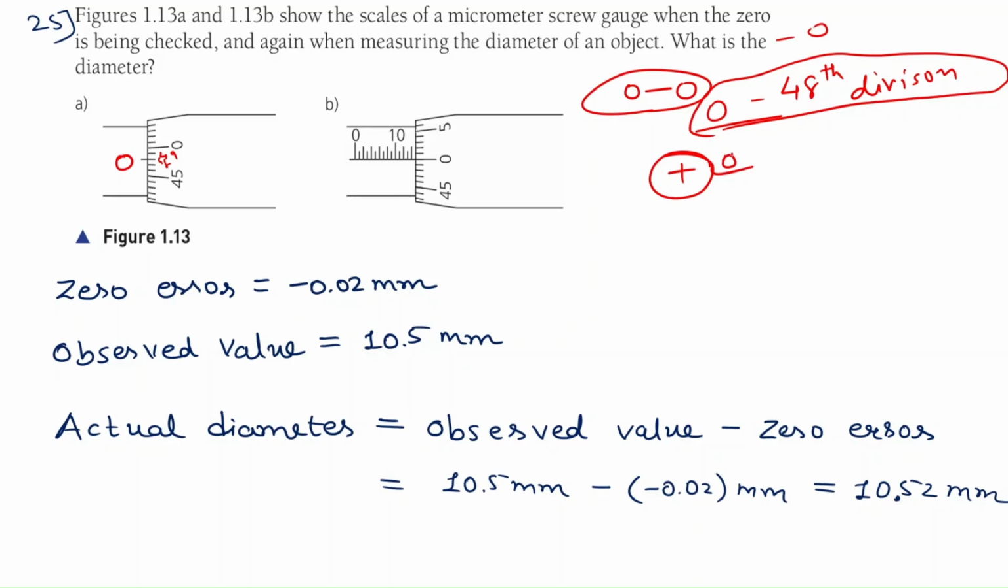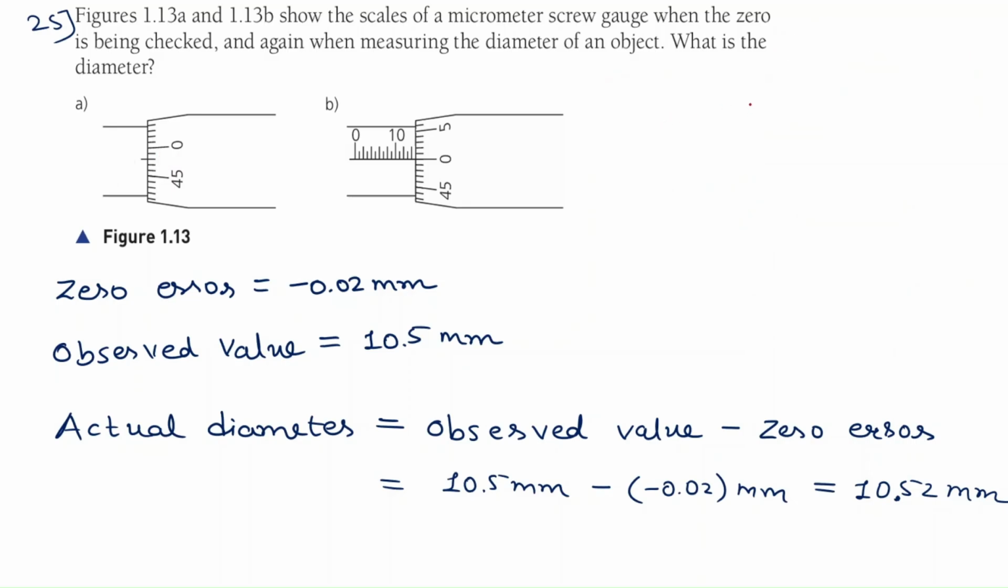In question number 24, we had a scenario like this. This is the 12th division, and the zero is here. So you have to just subtract it. So you can just adjust the level here. But in this case, you have the 40th division here, zero here, zero here. You have to match this and this. So you have a negative error. Okay.